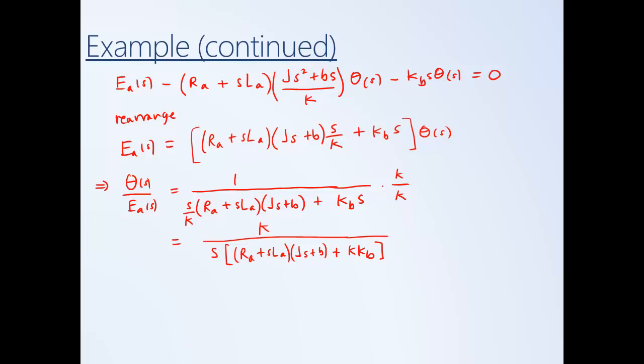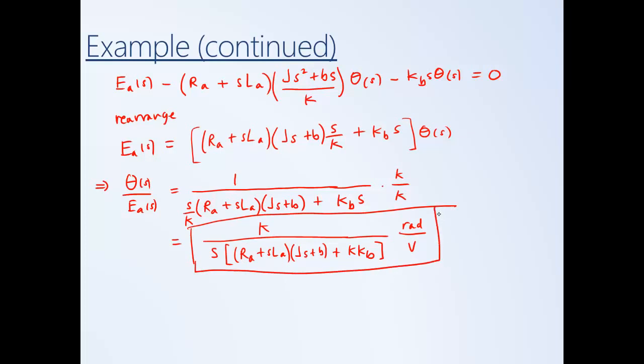Again, transfer functions always have units, so let's presume that the units for position are radians and the units for the armature voltage are volts. And this gives us our transfer function, which is a dynamic model of our DC motor, our armature controlled DC motor.